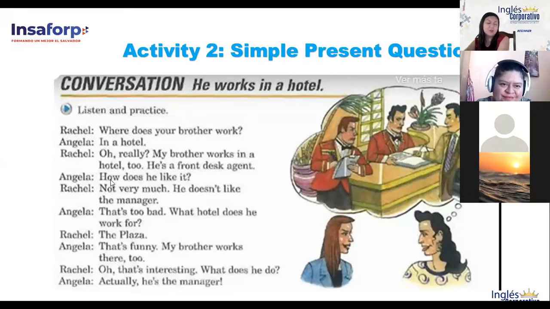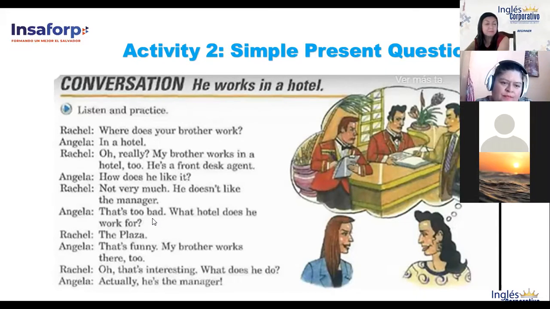This is the other question. How does he like it? Cuánto le gusta, ¿verdad? How does he like it? And he says, not very much. And then it says, what hotel does he work for? ¿En qué hotel trabaja? What hotel does he work for? And he says, the Plaza.